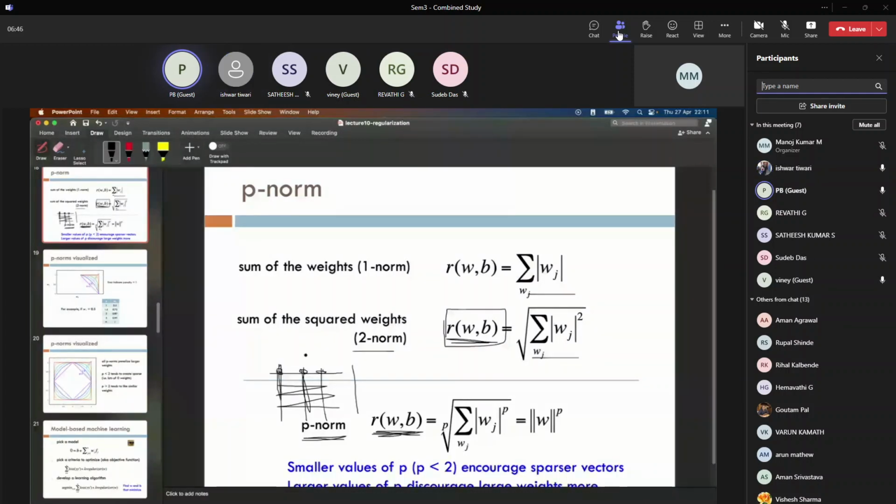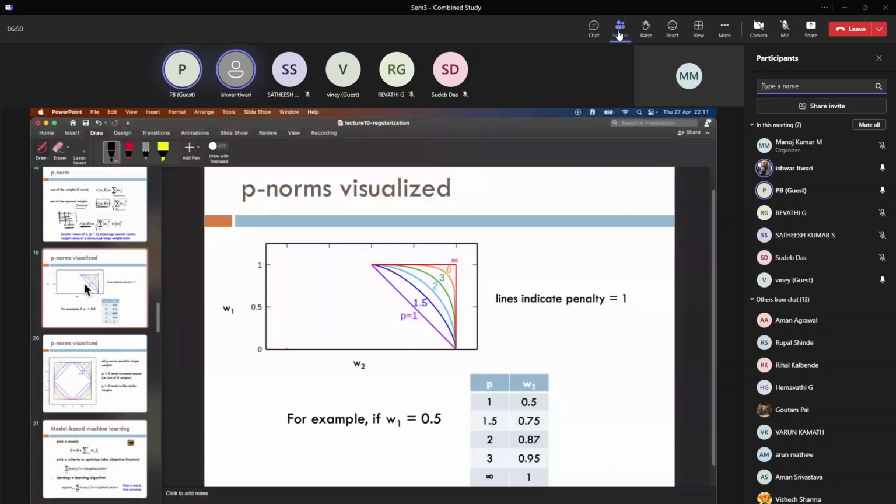Now here we see a 2D plot of W1 and W2. And how are we going to visualize it? We are going to visualize this in terms of norms.